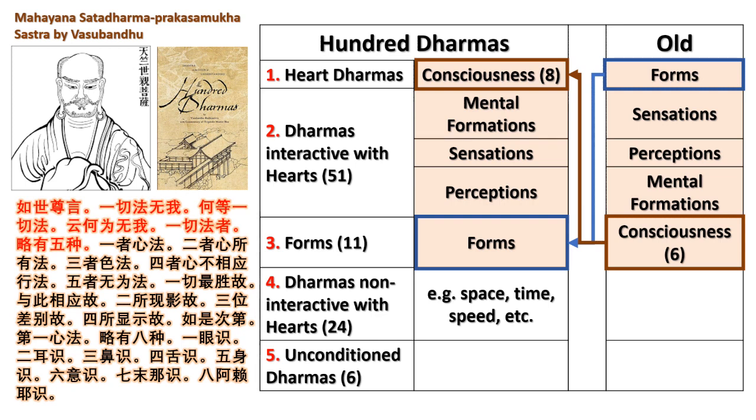It is followed by the aggregates of mental formations, sensations, and perceptions. These 3 are said to arise at the same time as consciousness. Form aggregates is now placed at the bottom position, as it is the product of the other 4 aggregates. There is a category of law which includes, among other things, space, time, and speed, called the non-interactive. This category is considered fake laws compared relatively to the 5 aggregates.